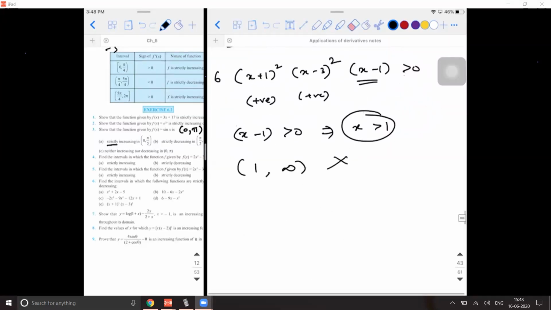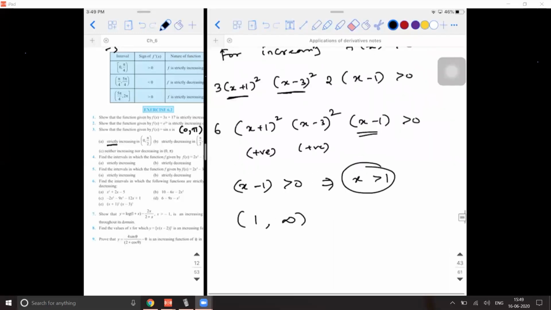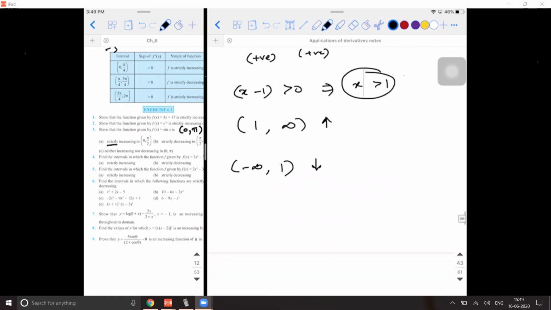So 1 to infinity, it is going to be an increasing function. Similarly, where is it going to be decreasing? Minus infinity to 1 is going to be decreasing. That is the answer. So infinity to 1 it is increasing, minus infinity to 1 it is decreasing. Right? So that's all.